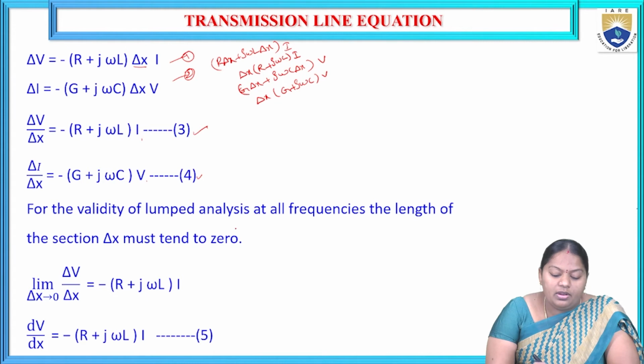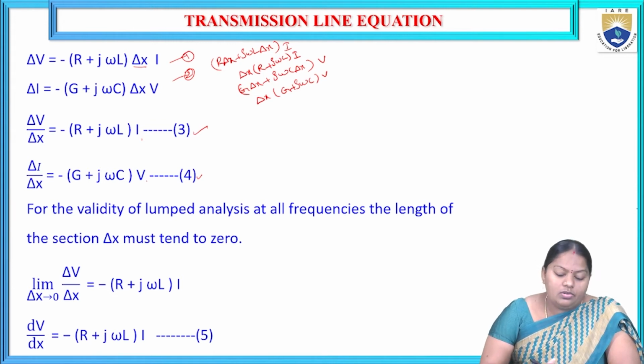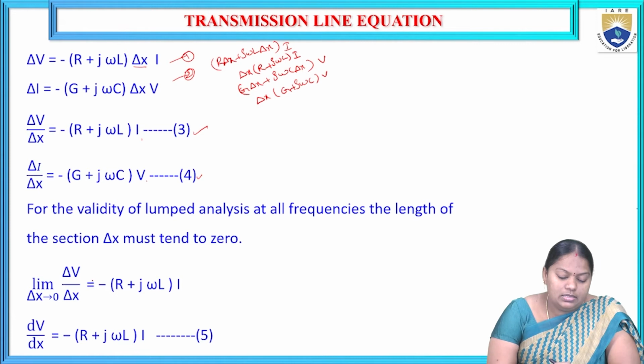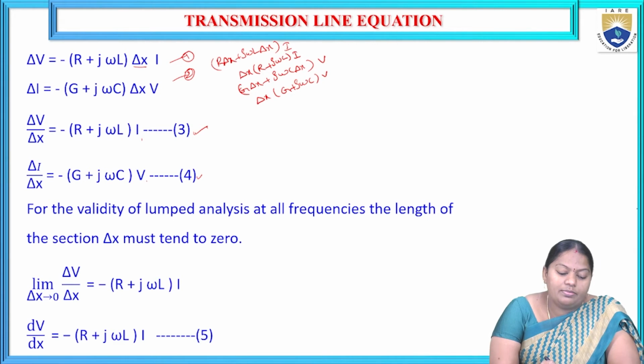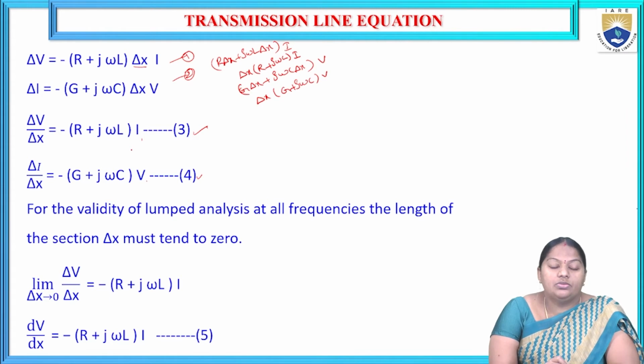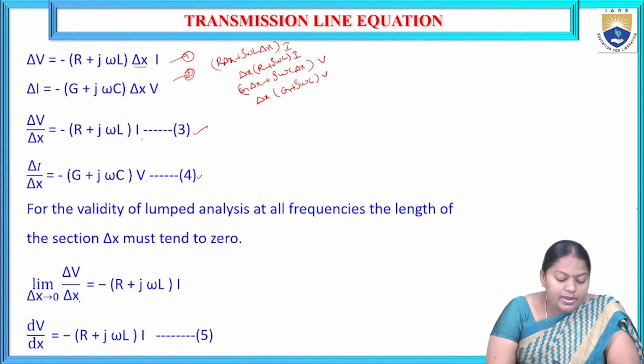So for the validity of lumped analysis at all frequencies, the length of the section delta X must tend to 0. In order to simplify, according to the lumped section elements analysis, limit delta X tends to 0, del V by del X is equal to, as already considered from equation number 3, minus of R plus j omega L into I. Now with limit delta X tends to 0, del V by del X is equal to minus of R plus j omega L into I.